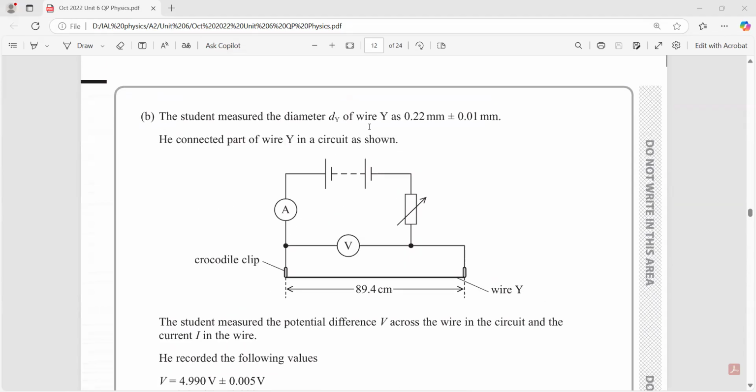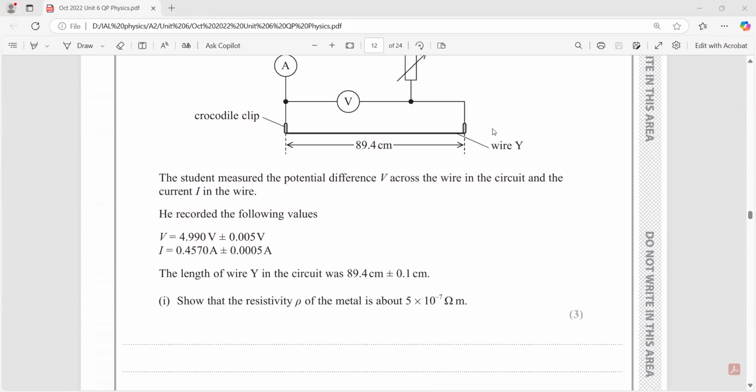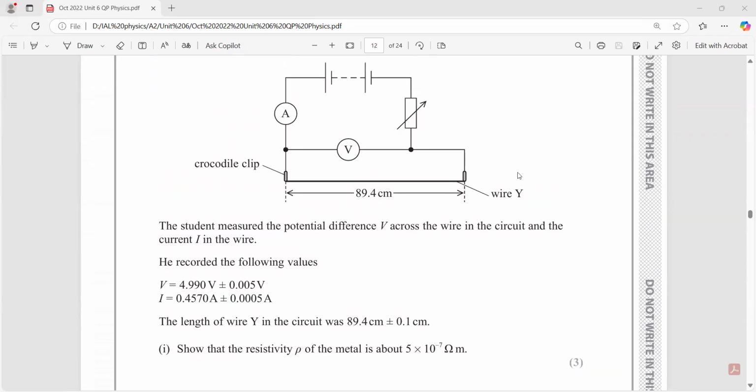When a student measures the diameter of Y, which is 0.22 plus or minus 0.01 millimeter, show that the resistivity... So how do we work out the resistivity? You have the formula R equals rho L by A. So if you need the resistivity, it will be RA divided by L. R is the resistance. You will take the ratio between voltage and current, and that will give us the resistance. A is the area, and L is the length of the wire, which is already given.